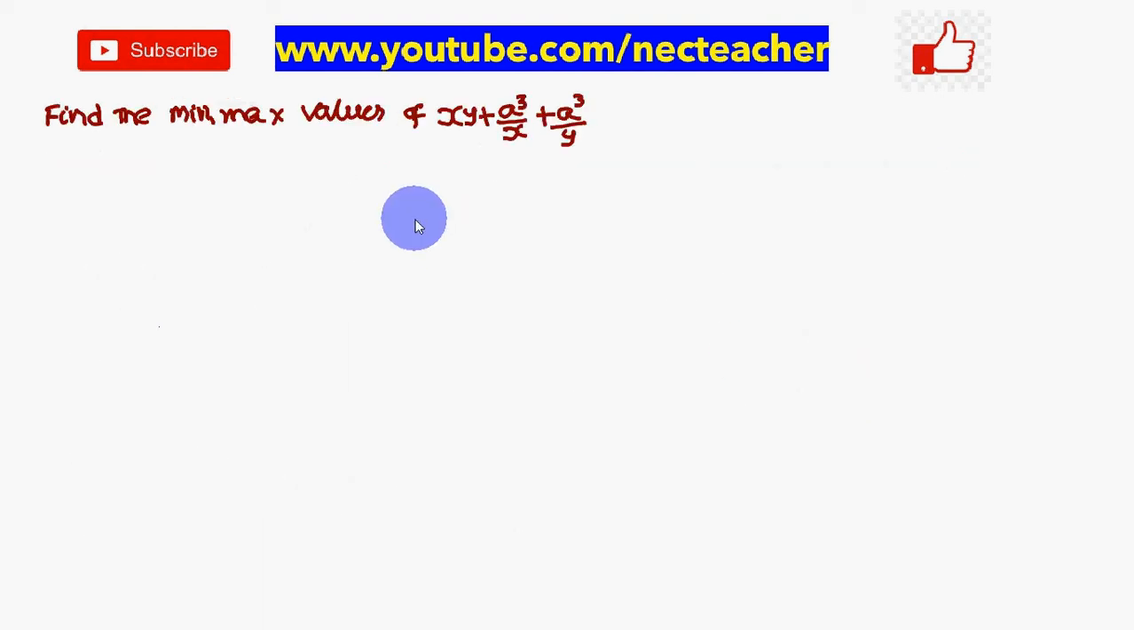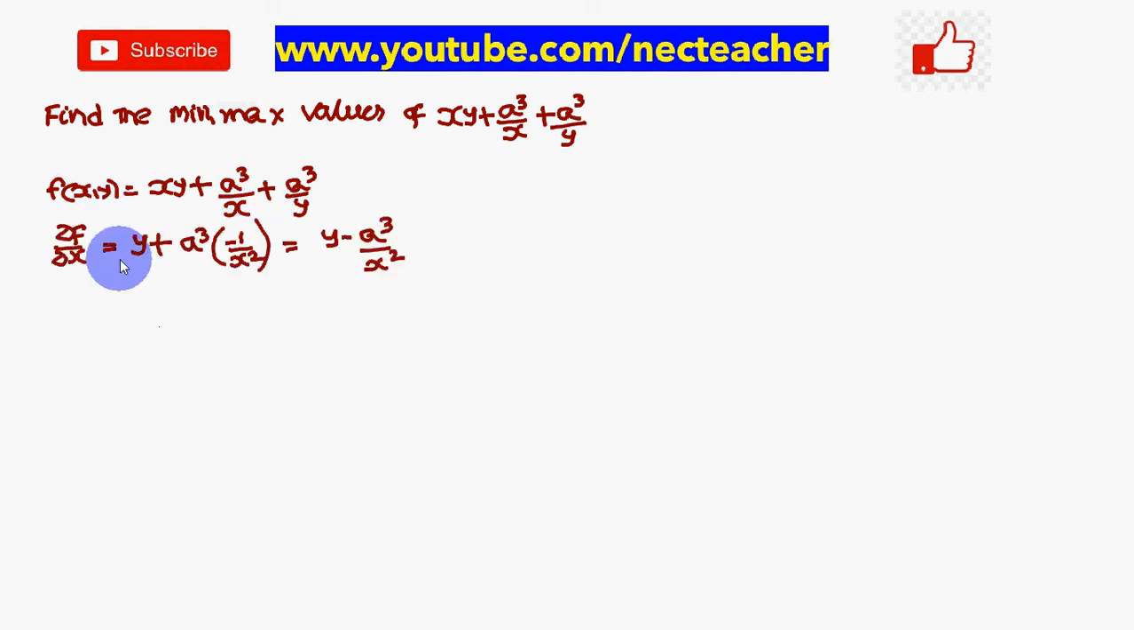Next we will go through one more problem, that is xy plus a cube by x plus a cube by y. So the function is like this. Therefore find dou f by dou x. With respect to x, y is a constant. Again the differentiation of 1 by x is minus 1 by x square, that you remember. After simplification you will get like this. Similarly dou f by dou y is like this.